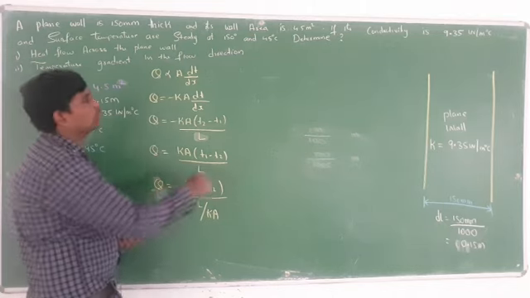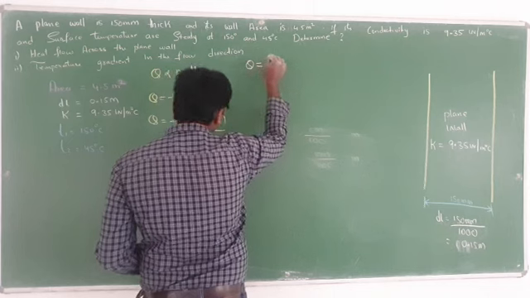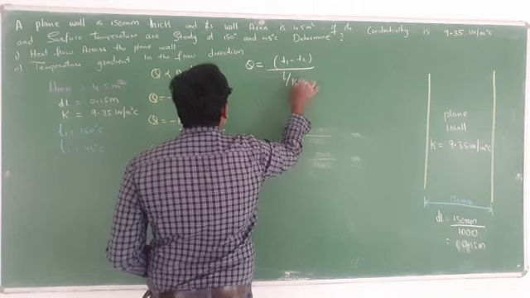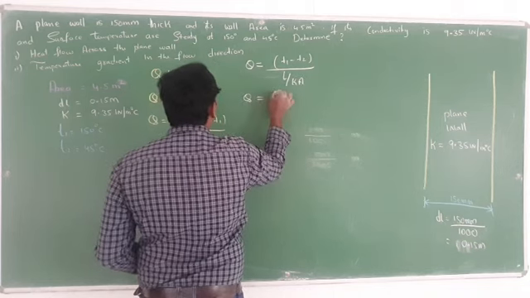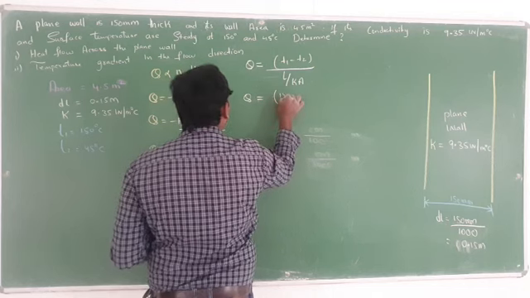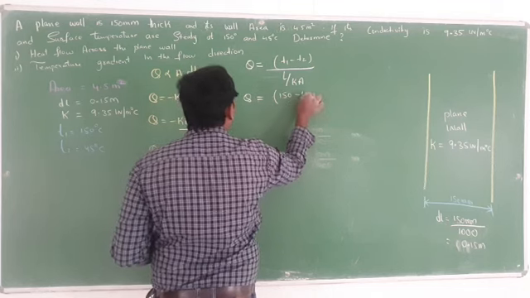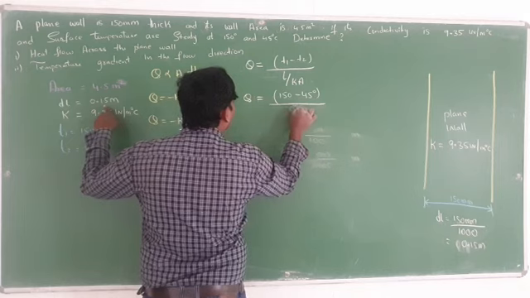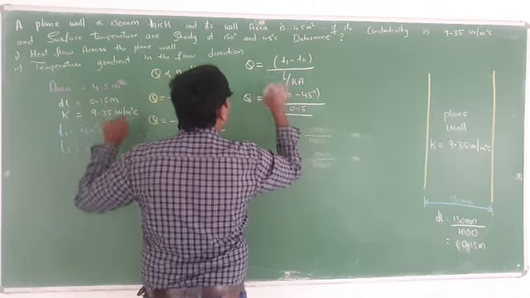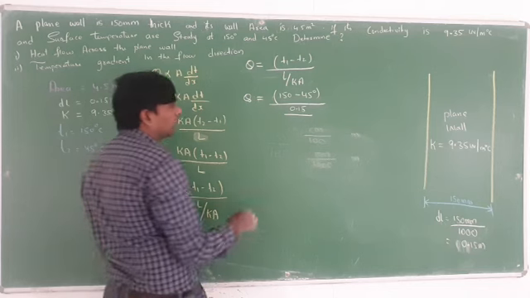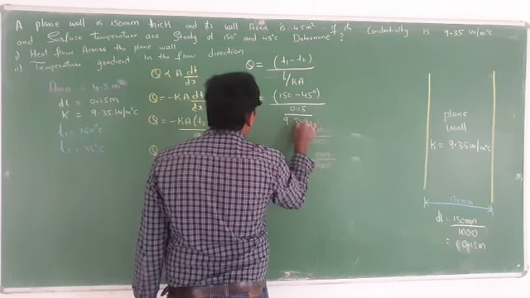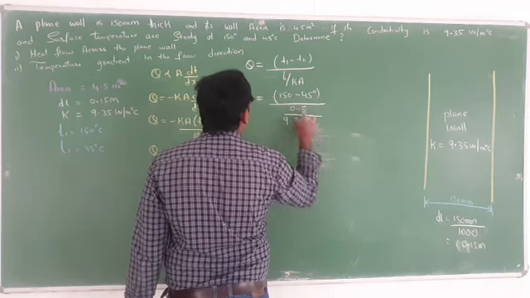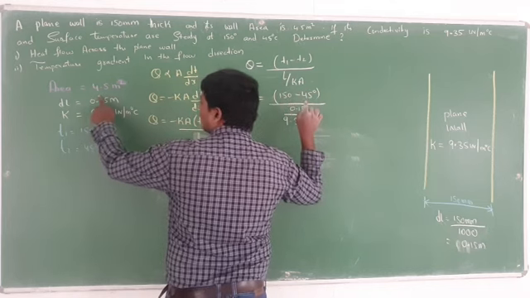Once again I will write this formula: Q is equal to T1 minus T2 by L by K A. T1 value is given as 150. T2 value is 45, by L value, which is 0.15, by the K value already given in your question, 9.35, into the area, which is given as 4.5.